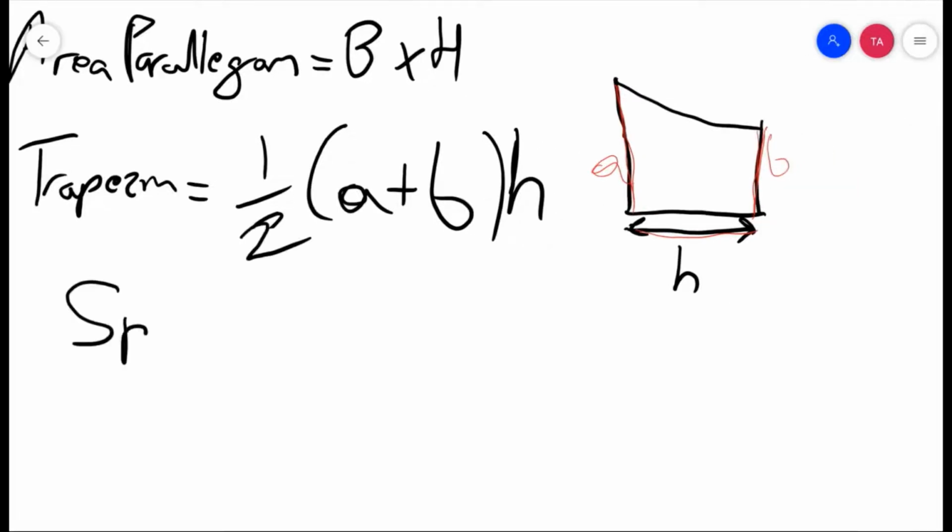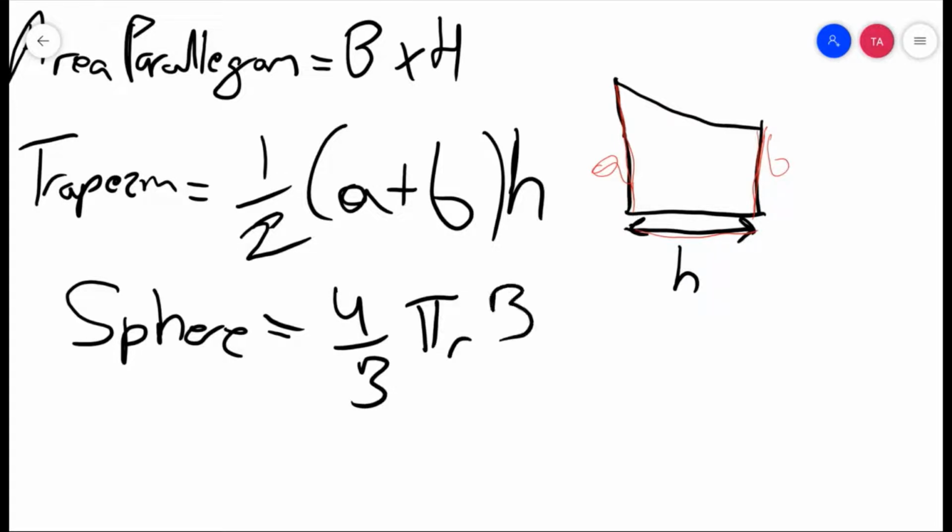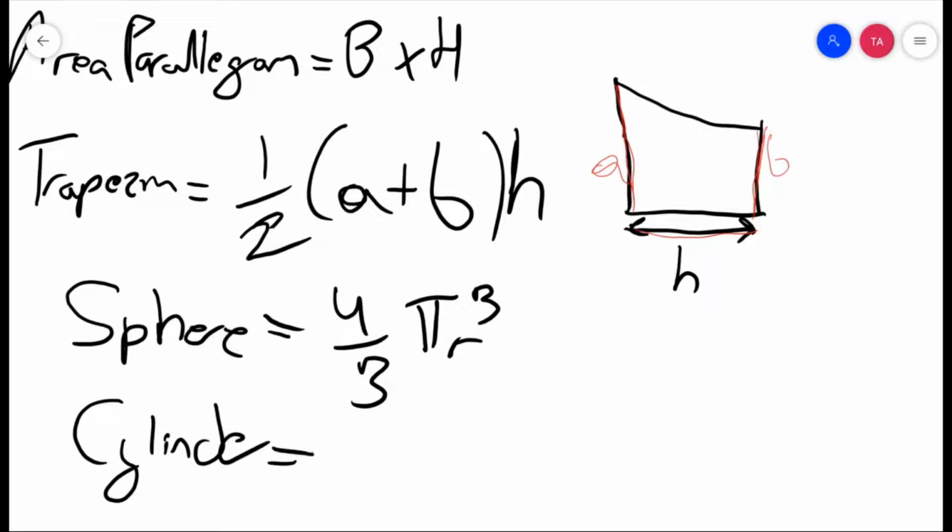Next up we have the formula for the volume of the sphere, which is just 4/3 pi r cubed. And the units for this will be centimeter cubed or meter cubed, whatever, but it will have a cubed at the end. Make sure you keep an eye out for that. And the cylinder will have the formula pi r squared h, which is also the volume. So this would also have centimeter cubed or meter cubed.